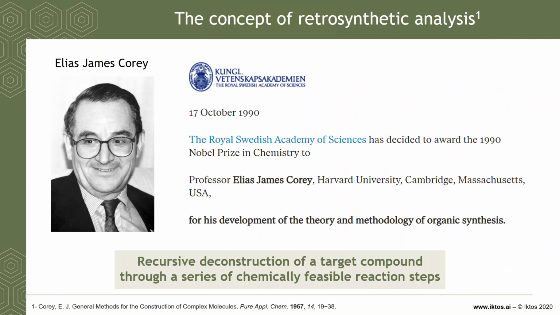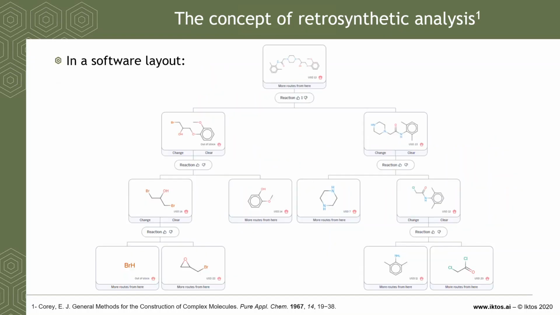The concept of retrosynthesis was introduced by E.J. Corey, who was awarded a Nobel Prize in the early 90s. The concept is actually quite simple. You have an input molecule you want to synthesize, so you have to think in the reverse way, by recursive deconstruction of this target compound through a series of chemically feasible reaction steps. Let's say we want to retrosynthesize ranolazine, the input molecule. We have to think what the last reaction can be, the first retrosynthesis step, and recursively think about that at each step until we end up at commercially available starting materials. Then if each step looks reasonable, you can go to the lab, buy those compounds and perform the synthesis.